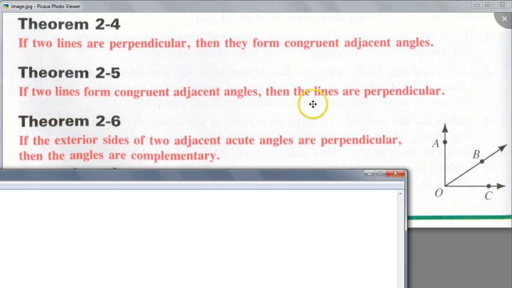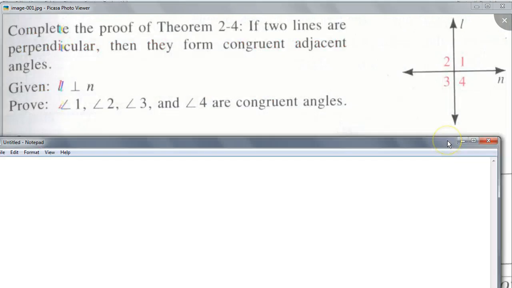Okay, so let's move. Here is our theorem that we just talked about. You don't have to write the whole thing. Can you write down the given? I'm sorry, it didn't get scanned correctly. It should be L perpendicular to N. So it's referring to this line L, and then it's referring to the line N. So given is that L and N are perpendicular. Can you prove that angles 1, 2, 3, 4 are congruent angles?